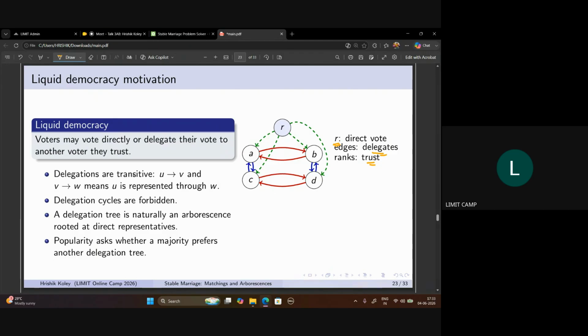Delegations will always be transitive. That is, if U delegates his vote to V and V delegates his vote to W, then the votes of both U and V are given through W. Delegation cycles are forbidden. You can't have U delegating to V, V delegating to W, and W delegating to U. Then you never have a vote from these three people. So the delegation tree is naturally an arborescence rooted at direct representatives. And popularity asks whether a majority prefers another delegation tree.